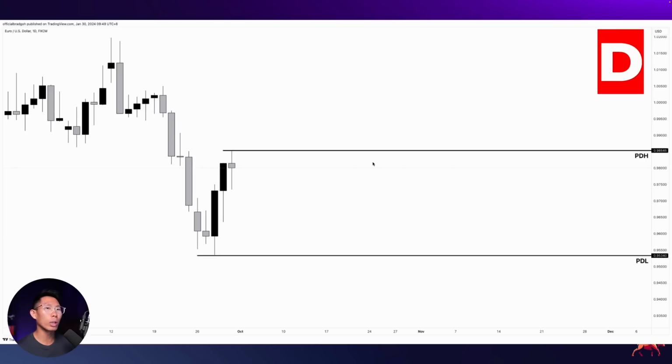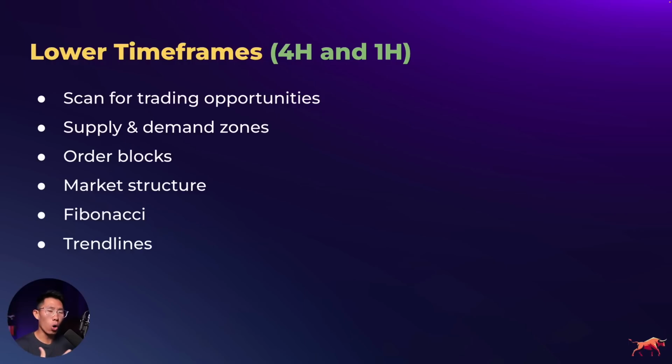And then if you go down to the daily time frame, you can even mark up your prior day high and your prior day low, and price will tend to respect these two levels here. After we got our overall trend direction on the higher time frames, we will go down next to the lower time frames to analyze the charts even further.